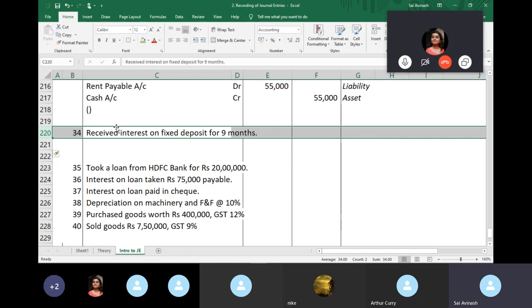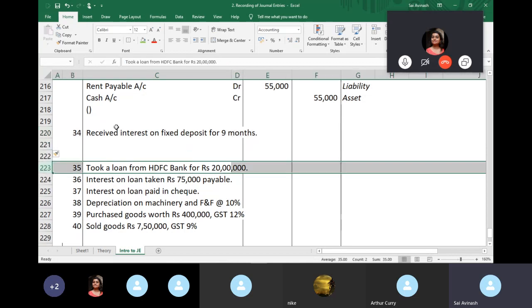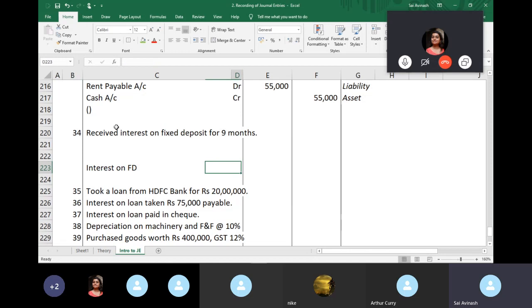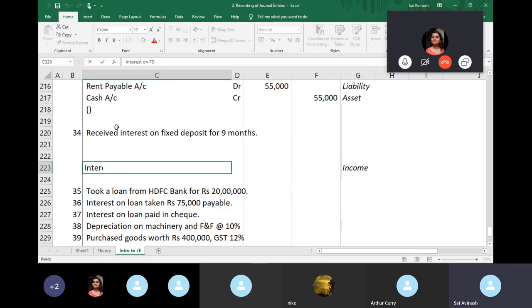Interest here is an income for me, right? Because I've given money to somebody, and because I've given them money, they are giving me a consideration. They're giving me interest. It's income. And when I have income, my income increases, and when it increases, I credit. That's one. Second is, right, interest on income. This is an income. It increases, right? And when income increases, credit it.